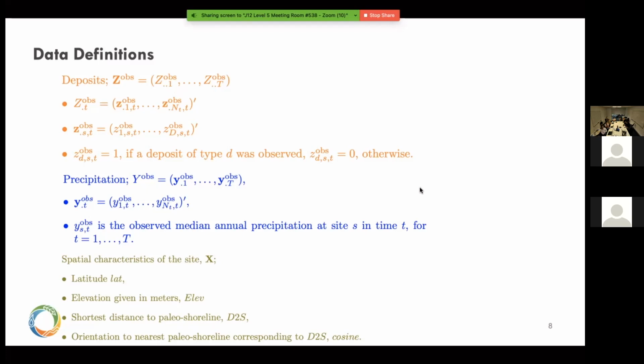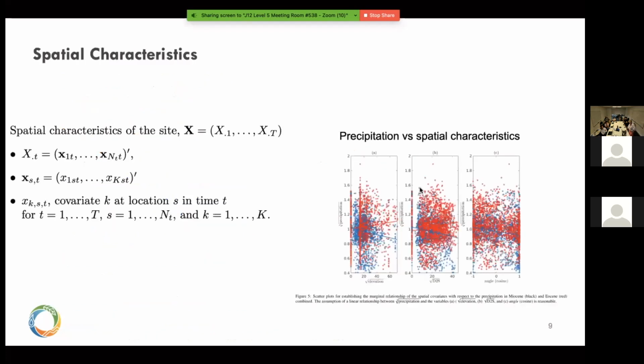So it's sort of trying to pick up the orientation of the site with respect to the east or west coastline, of the nearest coastline. So they are the data definitions. So we're going to be dealing with Z's, Y's, and X's.